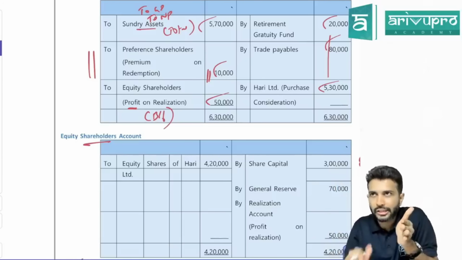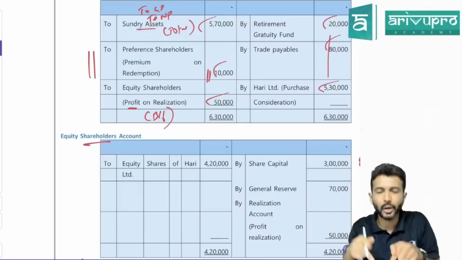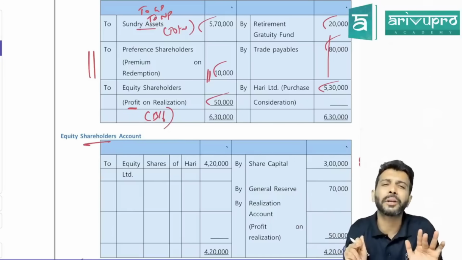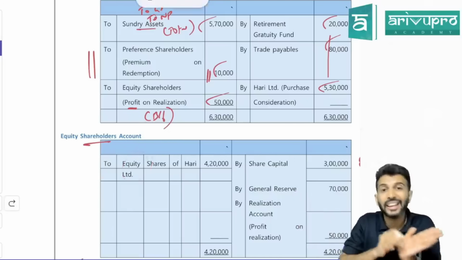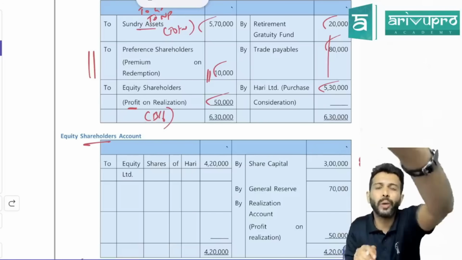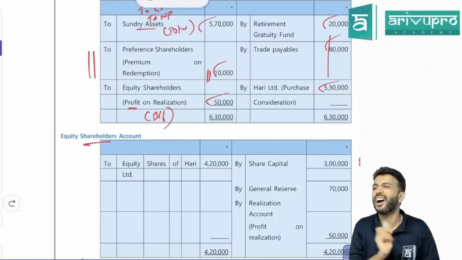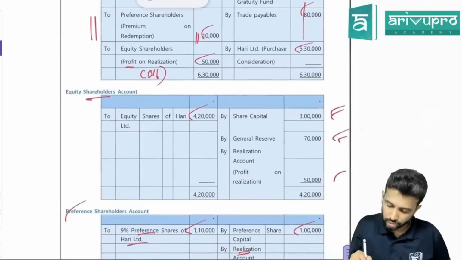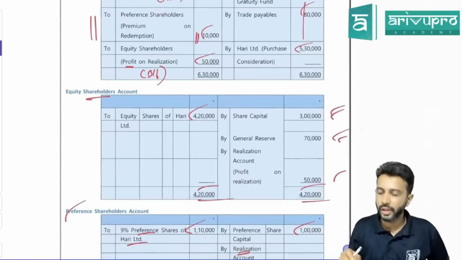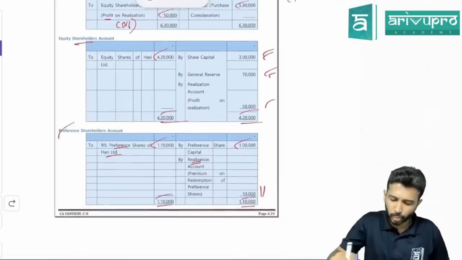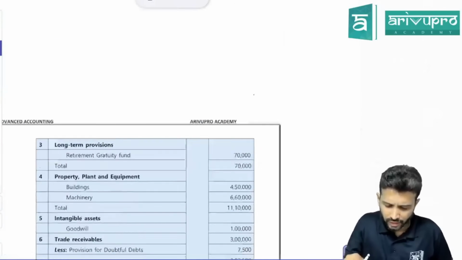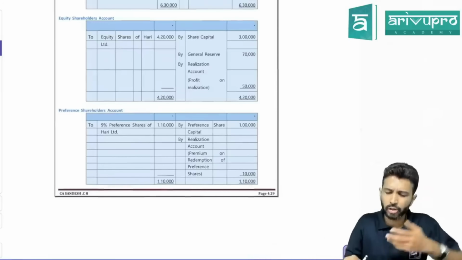For the company issuing new equity shares, it is equity share capital. Who is issuing new shares? Purchasing company. Are we doing this in the books of the purchasing company or the selling company? So in the selling company, don't write equity share capital. You simply write equity shares of the new company, which is Hari Limited, worth 4,20,000. So the ledger is closed. Now, even Hari Limited has a balance. You can open Hari Limited's ledger also. It's fine, open the Hari Limited ledger.